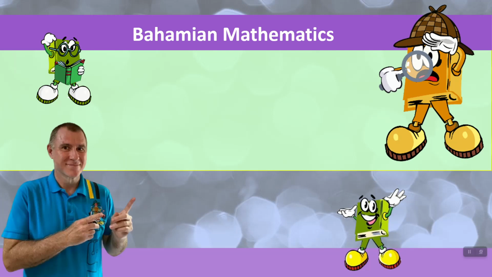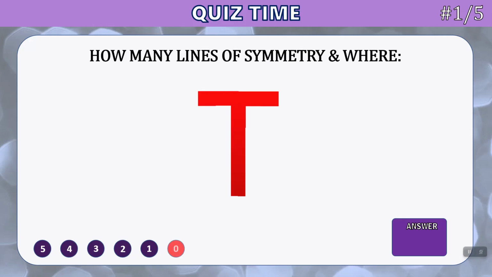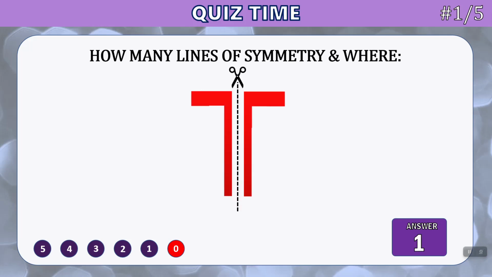And now it's quiz time. How many lines of symmetry and where are they in the following shape? T. Time's up. The answer is 1, and it goes from top to bottom.